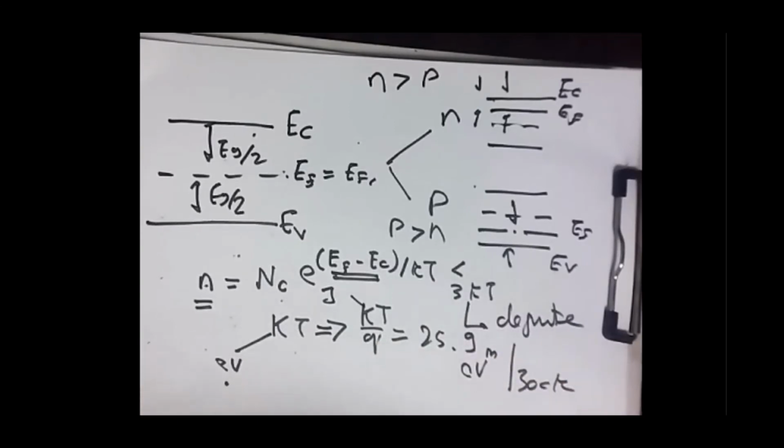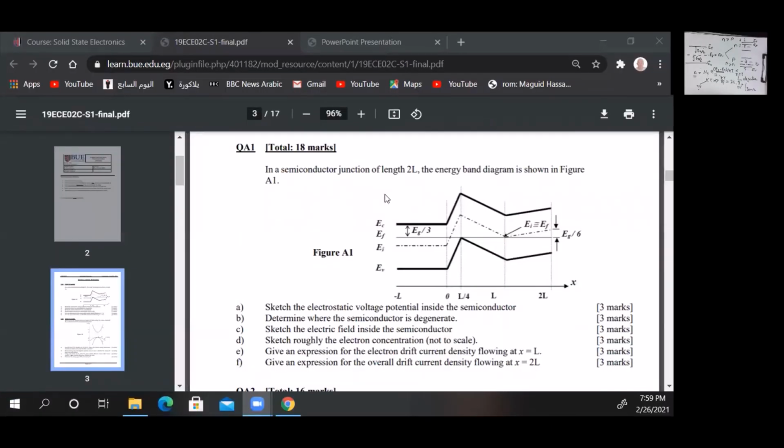But in our exam, we don't have a lot of numbers. We are not able to recognize if this is somehow greater or smaller than 3 kT. So you have to make it in a very easy manner. You have just to search for the place where your energy bandgram is overlapping, or sorry, your Fermi level is overlapping with the valence band or the conduction band.